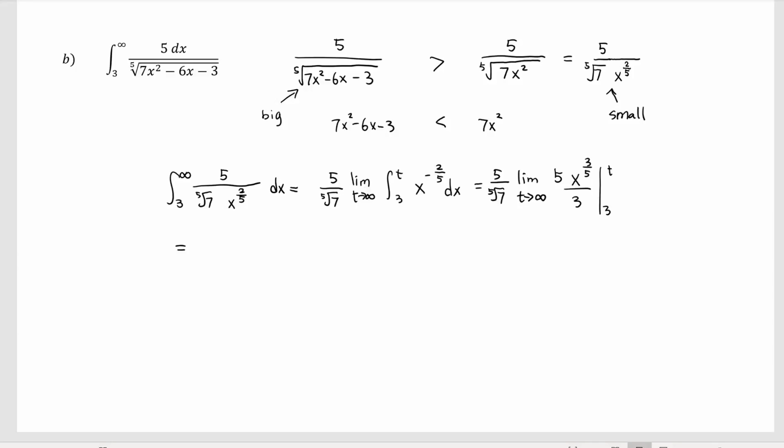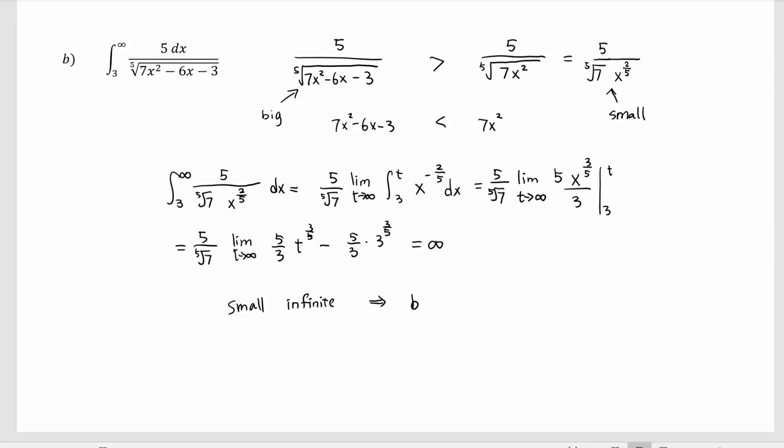So that is 5 over the fifth root of 7, limit as t goes to infinity of 5 over 3 times t to the 3 over 5. When we plug in 3, we have 5 over 3 times 3 to the 3 over 5. When t goes to infinity, because this is in the numerator, it goes to infinity. So infinity minus a finite number is infinity. So we get the small guy is infinite.